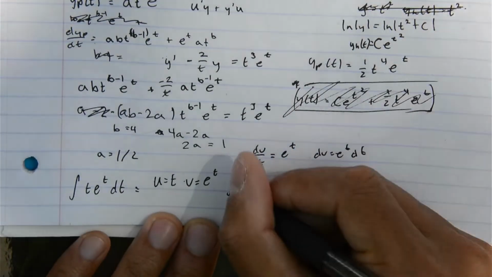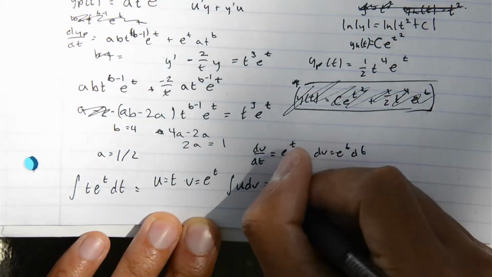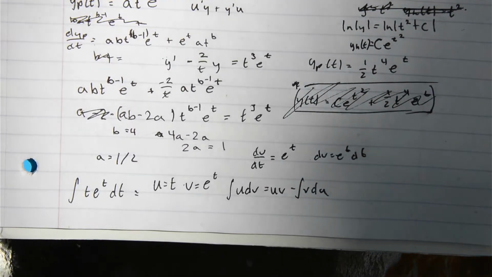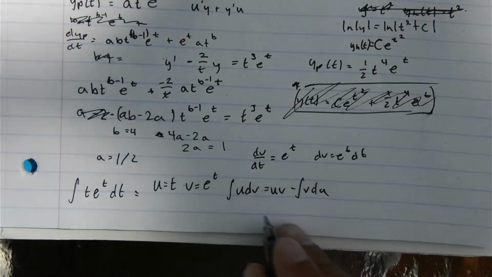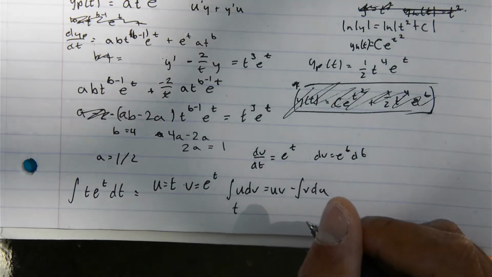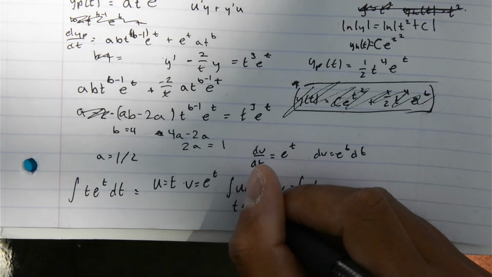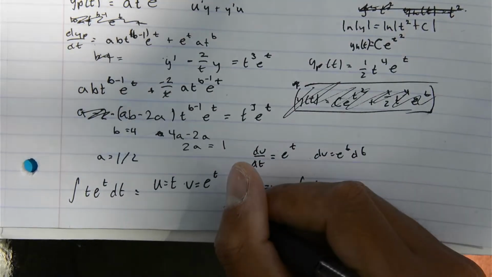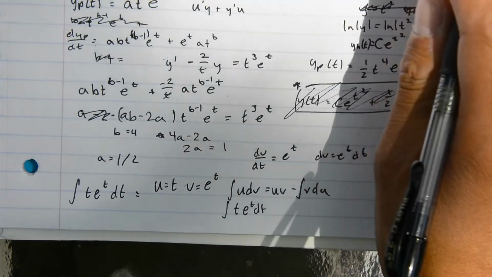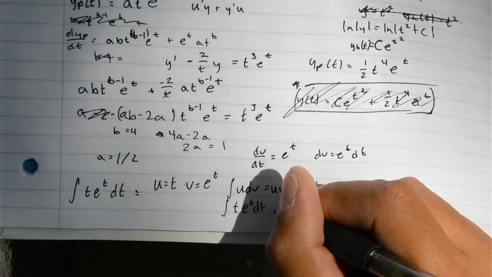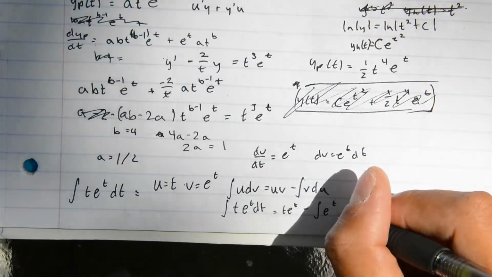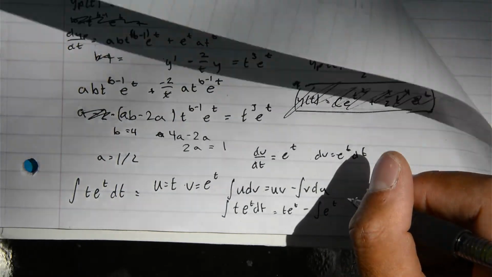And so we have the identity that the integral of u dv is equal to uv minus the integral of v du. So this is going to be equal to t e to the t dt. Dude, integration by parts is weird. So this integral, which is what we originally had, is equal to t e to the t minus the integral of e to the t du.